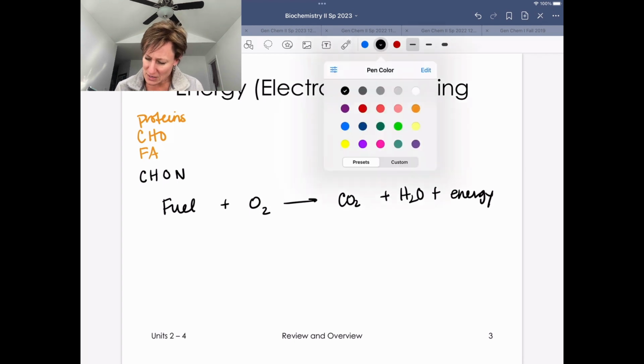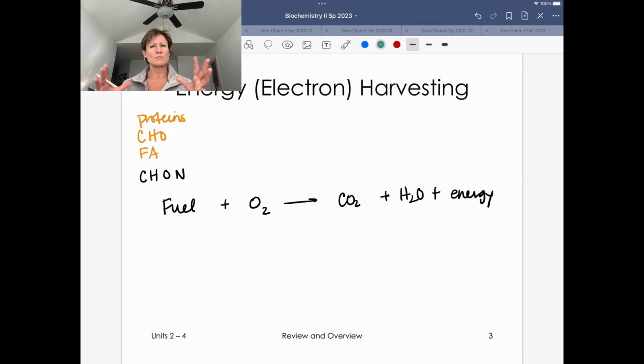And why I've written them in this way is we can bracket and compartmentalize these, recognizing that fatty acids are going to be comprised largely of carbon and hydrogen. They are the most reduced fuel. That's why they're worth 9 calories per gram.